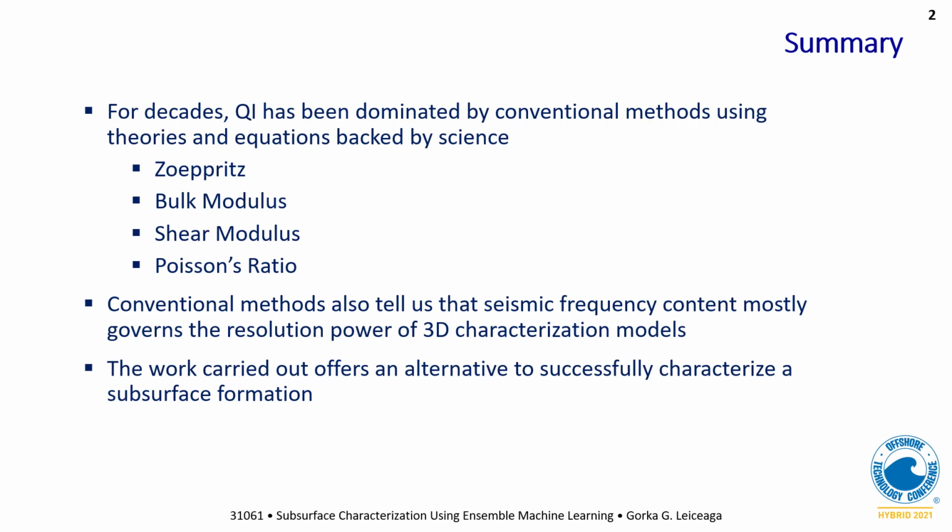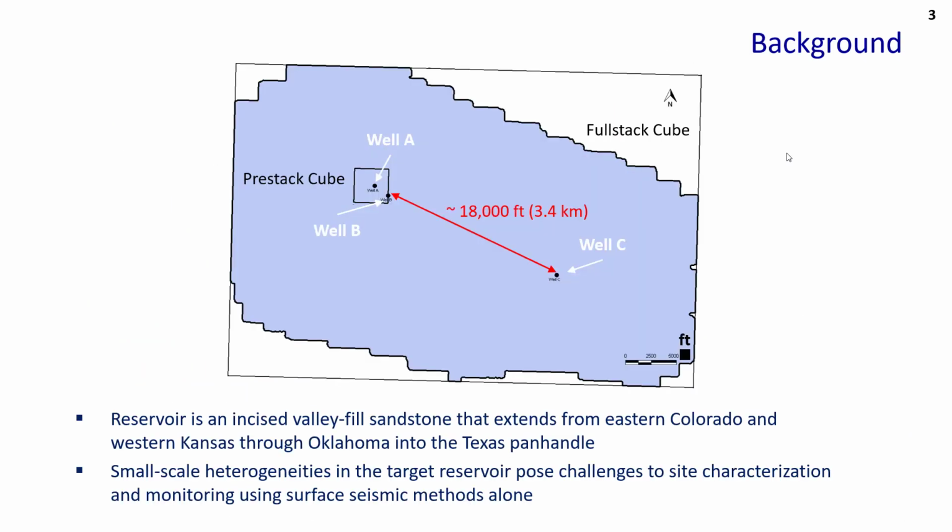And the work carried out in this study is an alternative to these conventional methods in order to successfully characterize a subsurface formation. The reservoir is an incised valley fill sandstone extending from eastern Colorado all the way through western Kansas into Oklahoma and into the Texas Panhandle.